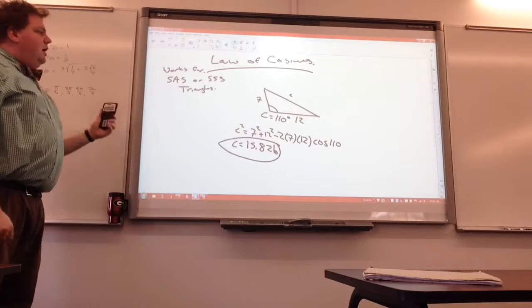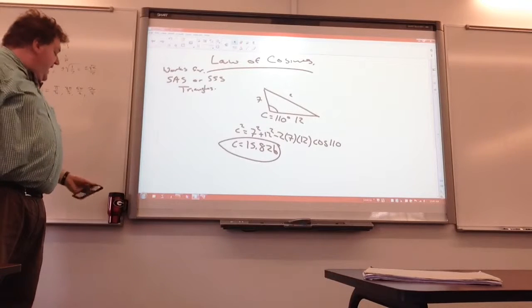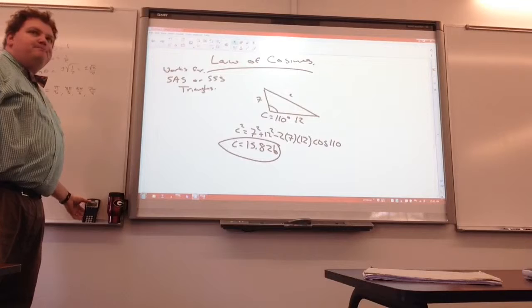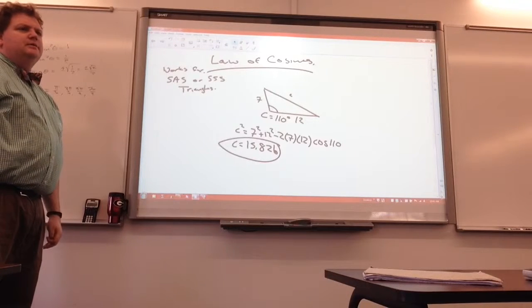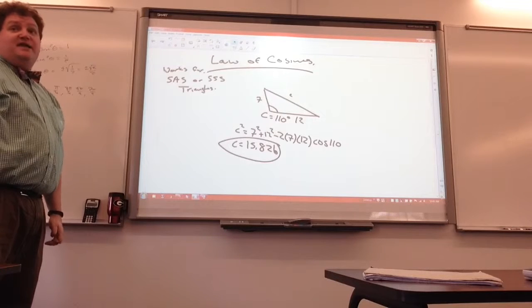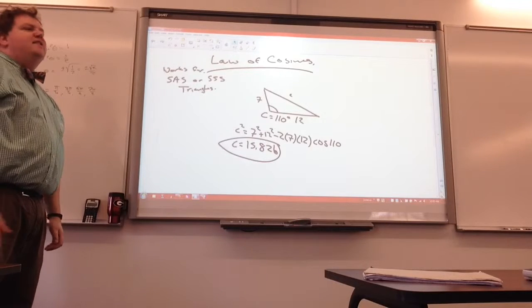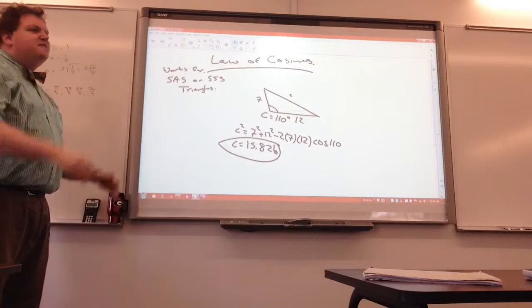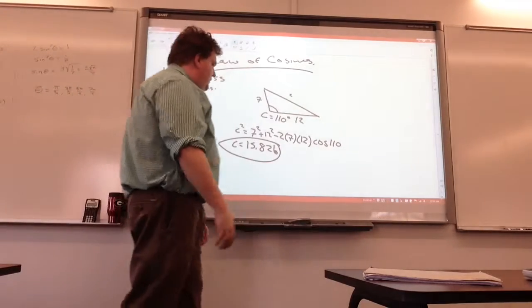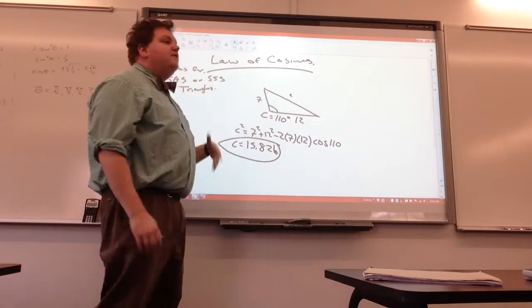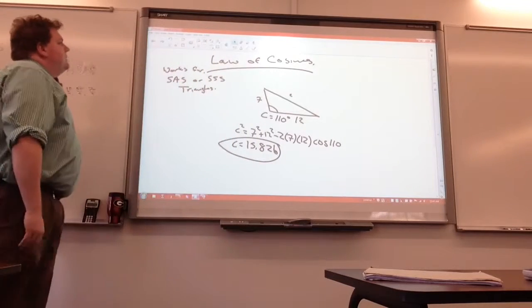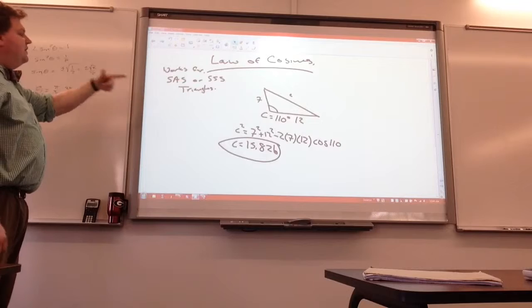Now, once I found that side, to find the missing angles, what do you think I would do? Would I use the law of cosines again, or sines? I could, but it would be a lot easier to use the law of sines. Why? Because it's a simple ratio. So if I wanted to find this angle up here, I'd just use the law of sines and find it. So that's one way of using law of cosines.